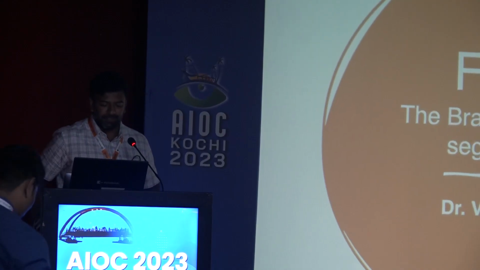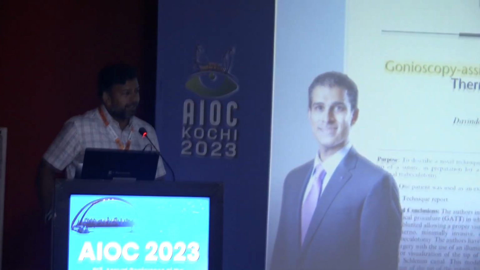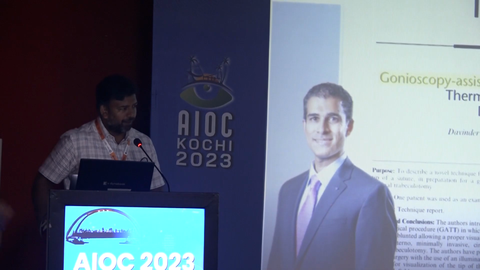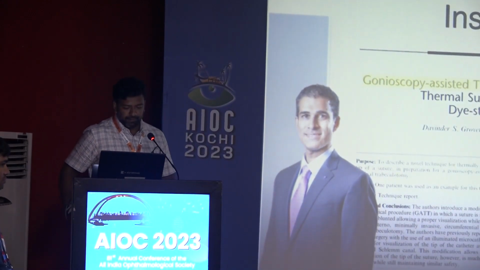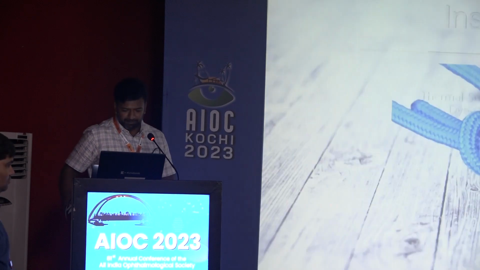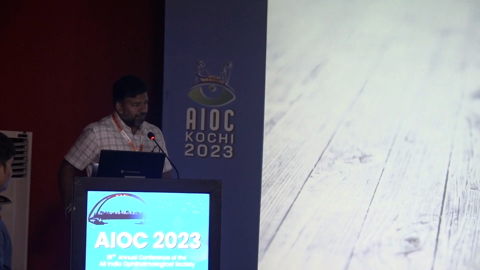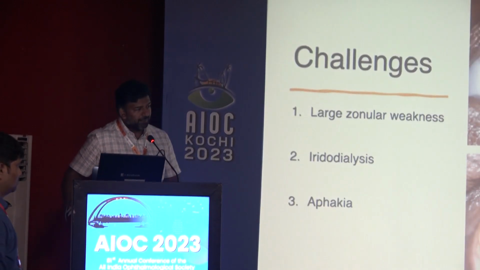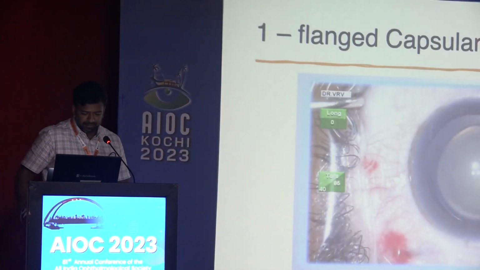Flanges: why it's the Brahmastra for anterior segment surgeons. This was initially inspired by the GATE procedure done by Devinder Grover and Ronald Feldman, where they use a Prolene suture whose tip is cauterized and goniotomy-assisted transluminal trabeculectomy is done. This led us to the path where we wanted to replace knots with flanges. These are the indications where I use it: zonular dialysis, iridodialysis, and aphakia management.